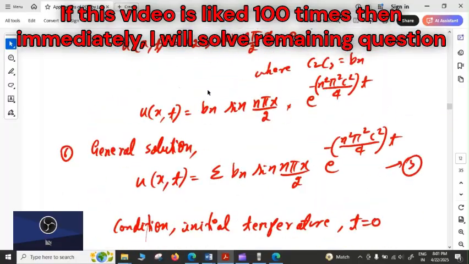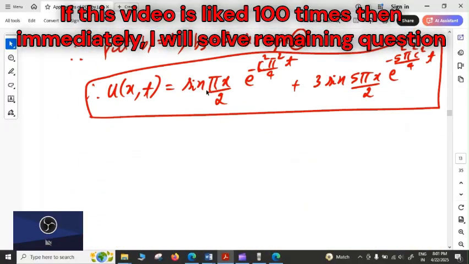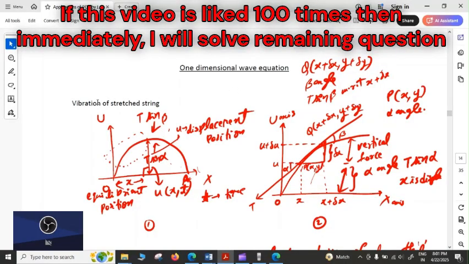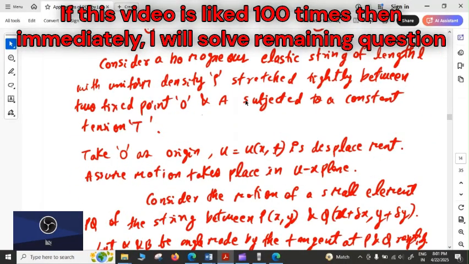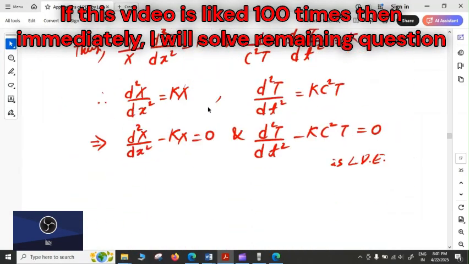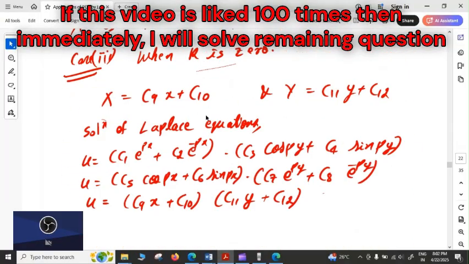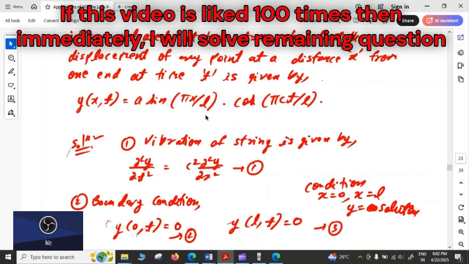You can see one more derivation is that not only heat equation, students, but also wave equation. Yes, this is the one dimensional wave equation, vibration of a stretched string. Even this I have derived in my previous video. You can go through the YouTube channel and check the one dimensional wave equation. This is the solution for the one dimensional wave equation. Not only that, students, these are the examples I have solved in my previous lectures.